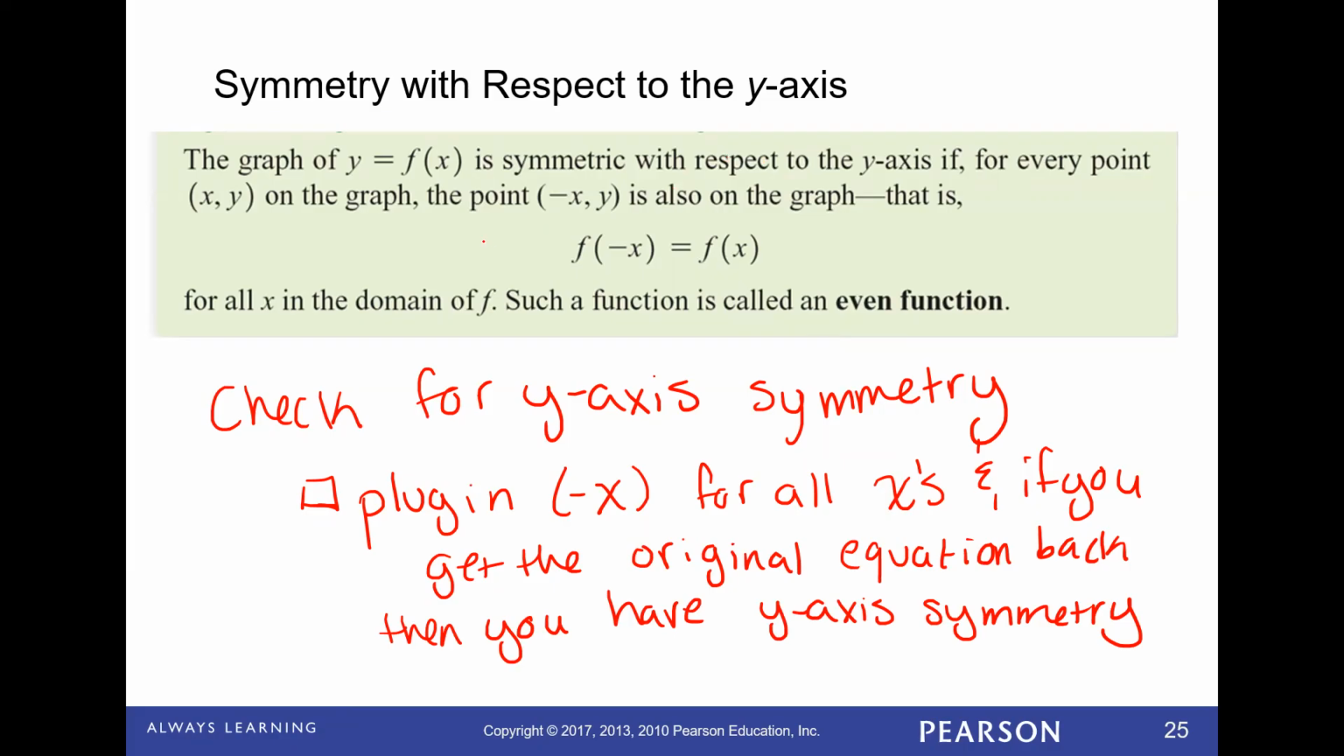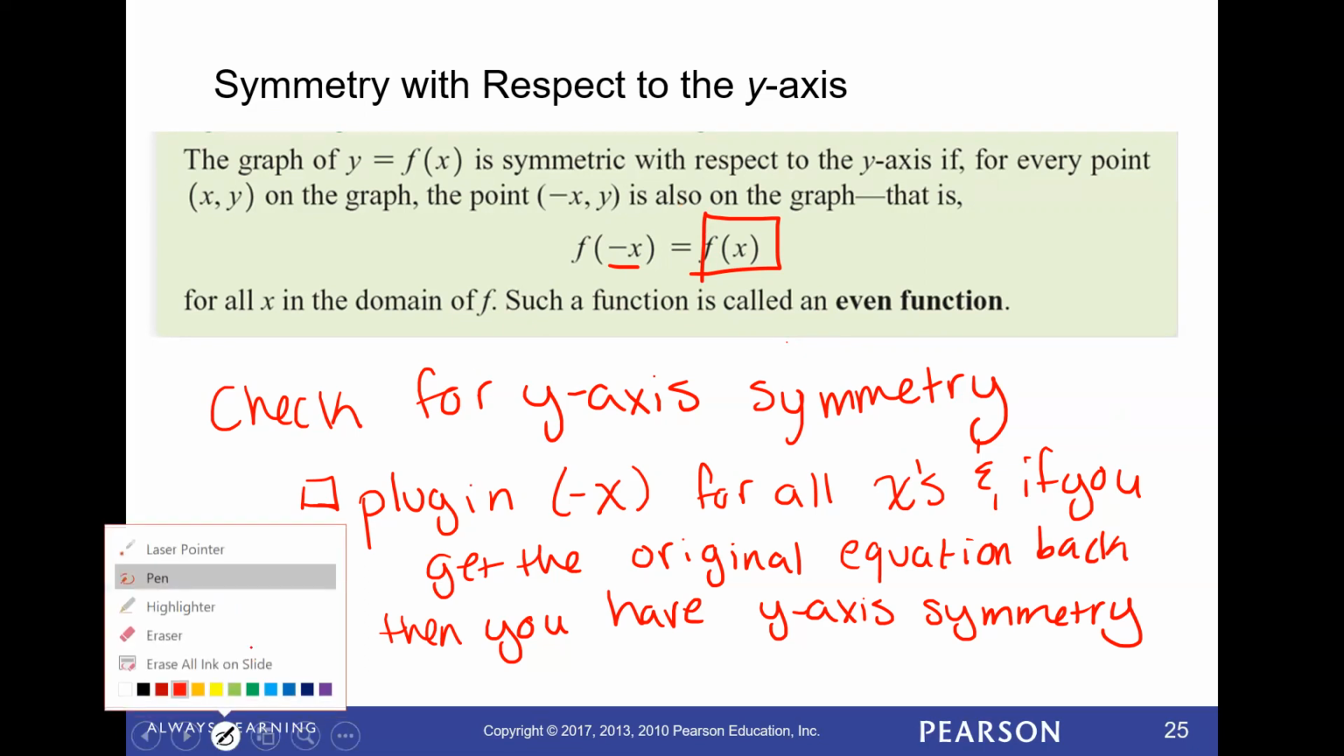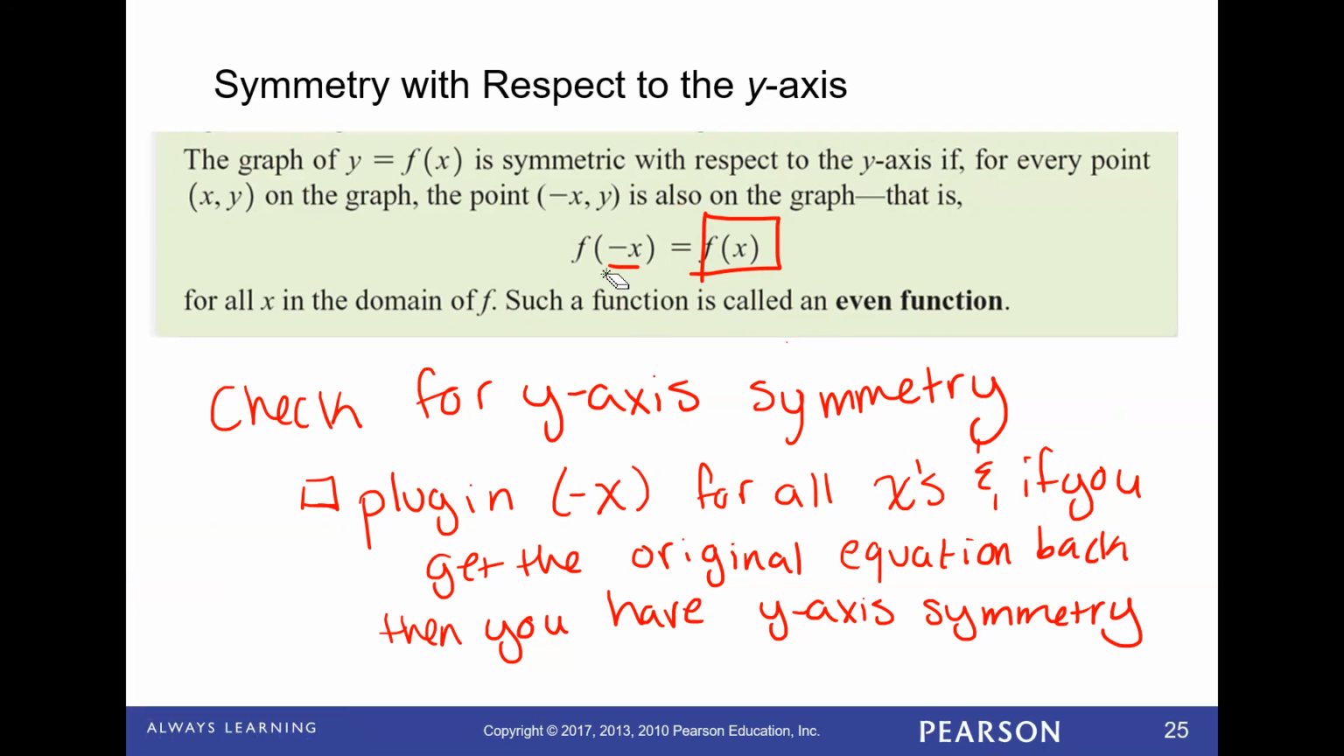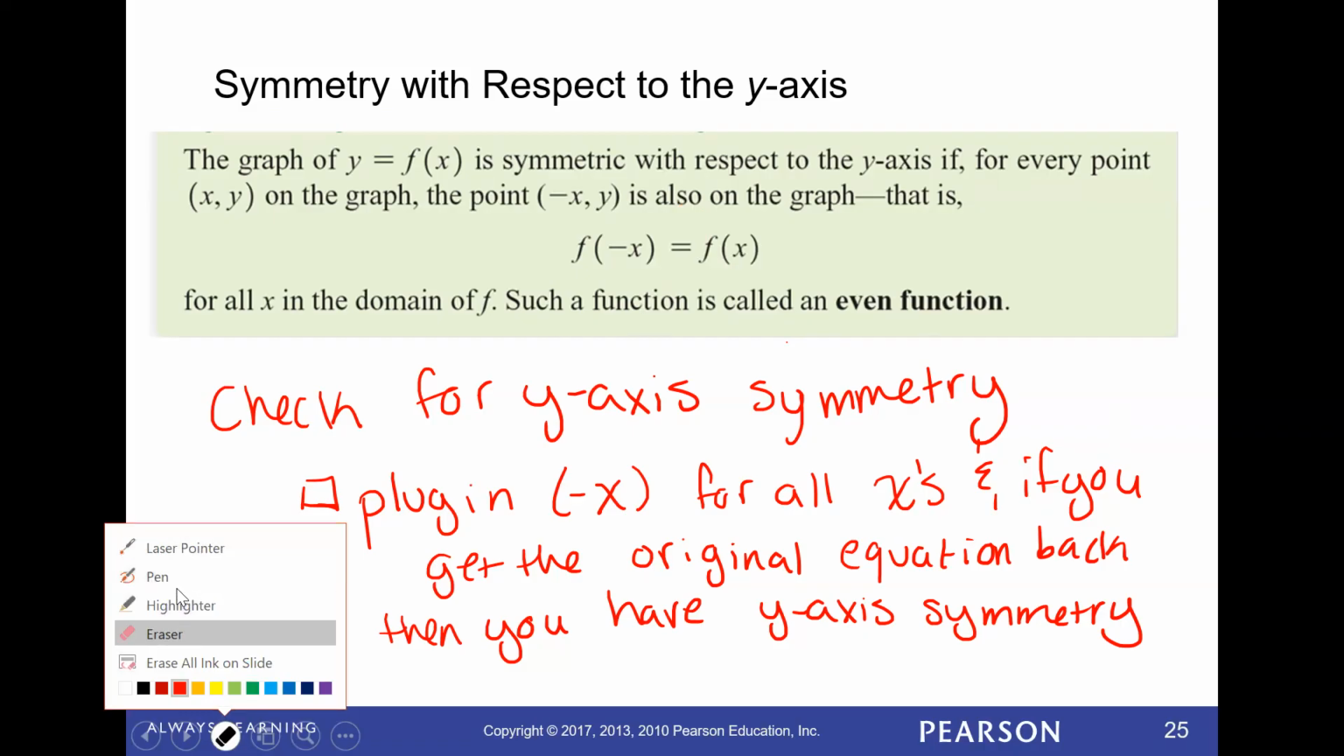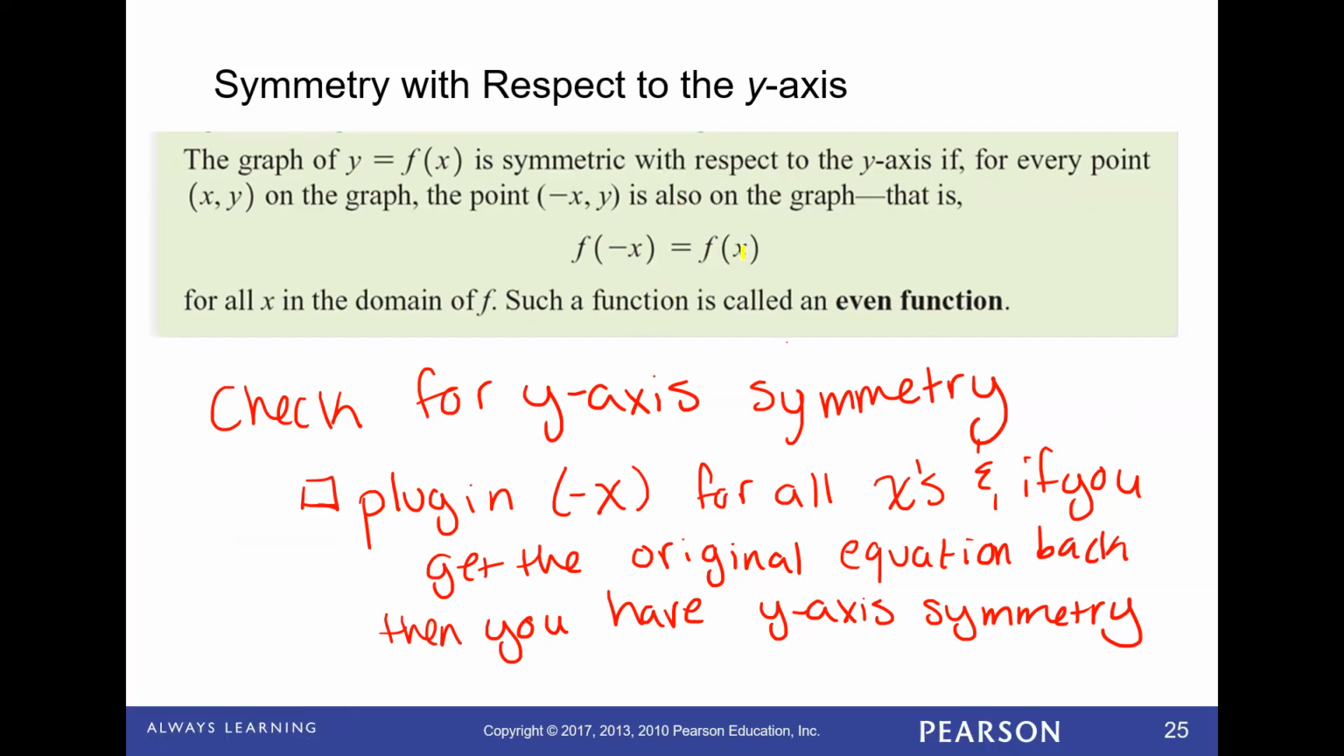And that is actually what this says up here: if I plug in negative x for all x's and I get the original function back, then I have y-axis symmetry. It's just we happen to use function notation, and that's kind of the way a lot of things are written in math. We like to use function notation instead of x's and y's. Now, the other thing that we want to point out is that if you have symmetry with respect to the y-axis, then that function is actually even. They get a special name. We just call them even functions.